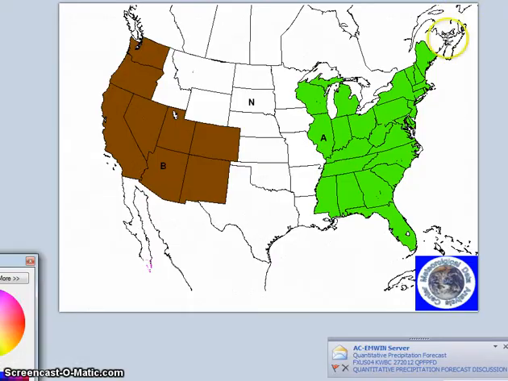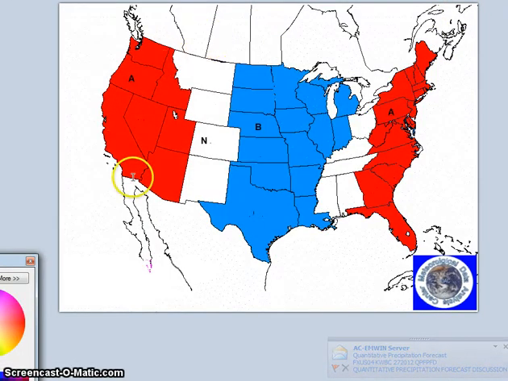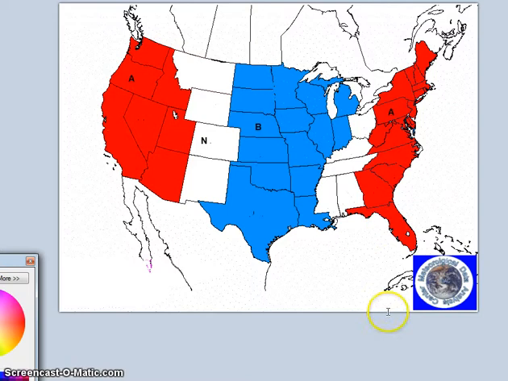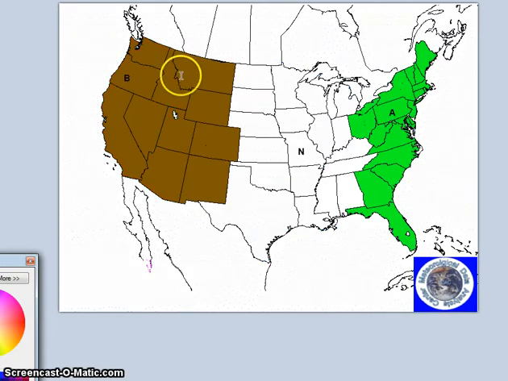But for this forecast period, I'm forecasting above normal temperatures here and here, going with the other models here, and below normal heights across this region. And for precipitation, I'm forecasting below normal precipitation for the western states, above normal precipitation for this region.